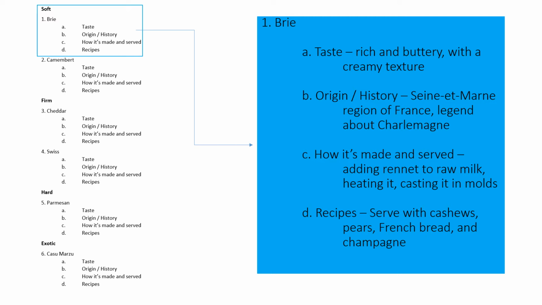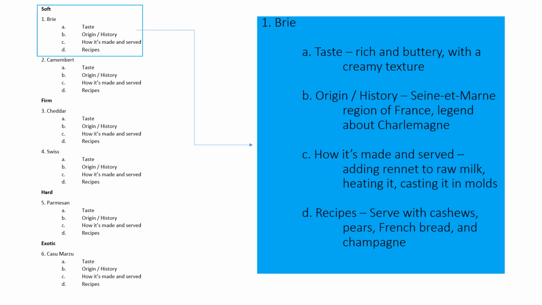For example, in the case of brie, its taste is rich and buttery with a creamy texture. Its origin and history take us back to the Seine-et-Marne region of France and involves a legend about Charlemagne first tasting brie and his ecstatic response. The section about how it's made and served will discuss the process for making brie, which involves adding rennet to raw milk, heating it, and casting it in molds. And a specific recipe that I found involves serving it with cashews, pears, French bread, and champagne for a delicious brie-based meal.